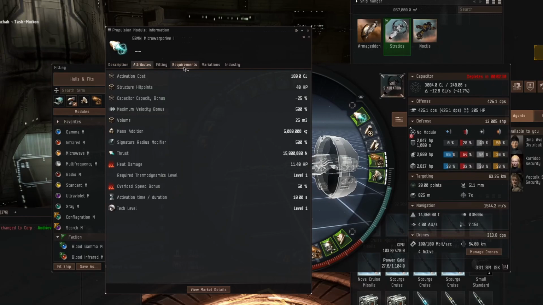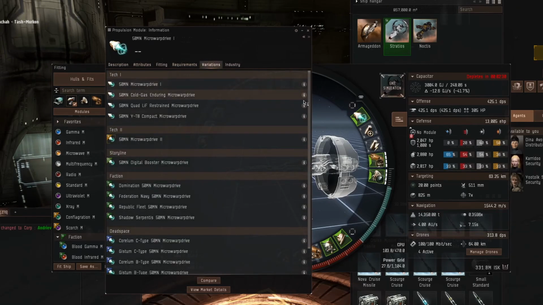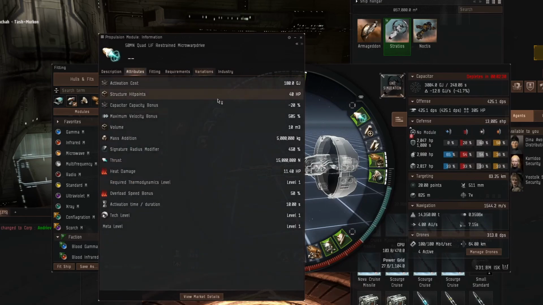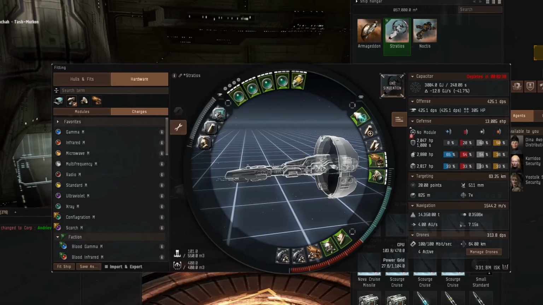Now instead of fitting enduring, I'd always say go for the restrained micro-watt drive, because the restrained micro-watt drive reduces the total capacity by less of an amount. The Tech 1 and enduring were both reducing it by 25, and this is only 20. So even though this is still requiring 20 capacitor per cycle more, it's giving you an extra 5% of the total back, and this is usually the best way of doing it.